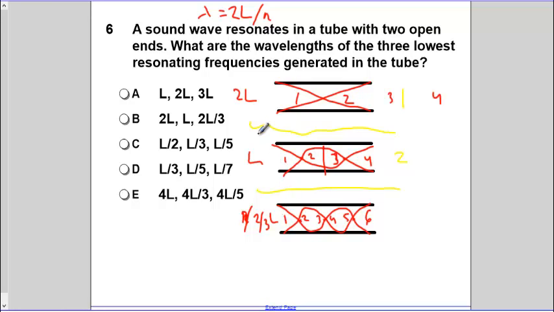So let's see if we can find the answer. 2L, check. L, check. And 2/3 L. The answer is B. What would the next wavelength be? Can you predict? Think about that. Let's hold that thought for now. We'll keep going.